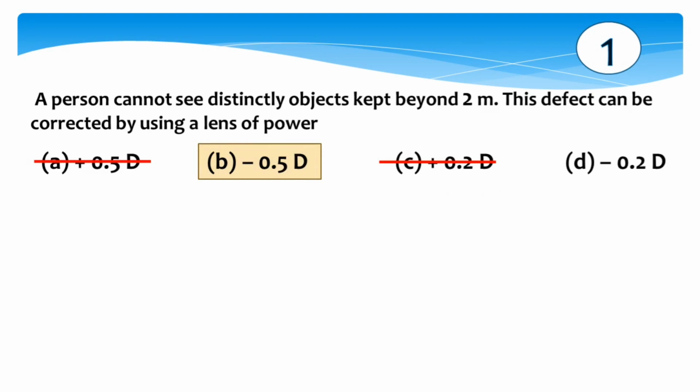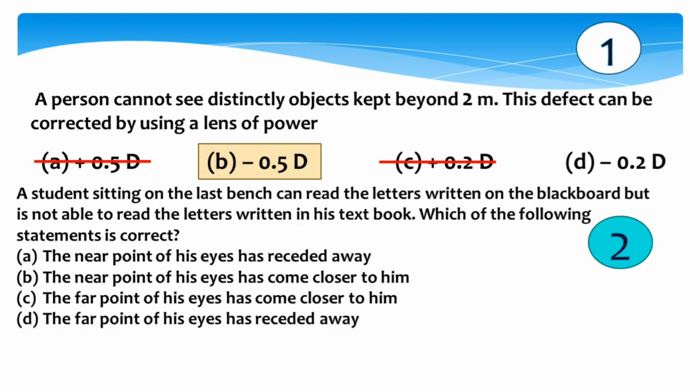Question number 2. A student sitting on the last bench can read the letters written on the blackboard but is not able to read the letters written in his textbook. Which of the following statements is correct? Option A, the near point of his eyes has receded away. Option B, the near point of his eyes has come closer to him. Option C, the far point of his eyes has come closer to him. And option D, the far point of his eyes has receded away.